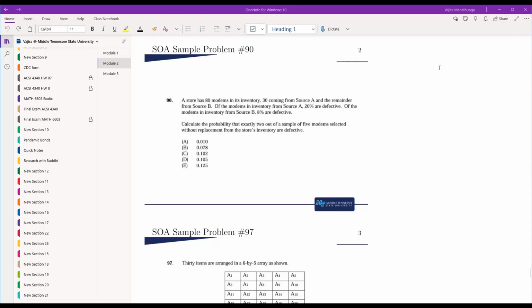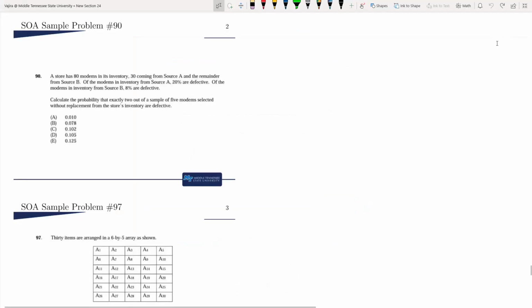Hello everyone. Today we are going to do a few sample problems for combinatorics. These problems come from the SOA sample problem list, and we are planning to do a few problems just to see what kind of problems they would ask in Exam P. Take a moment and read the problem.